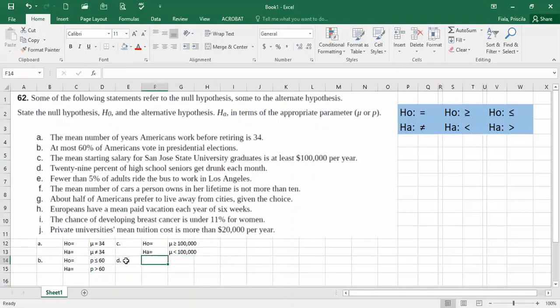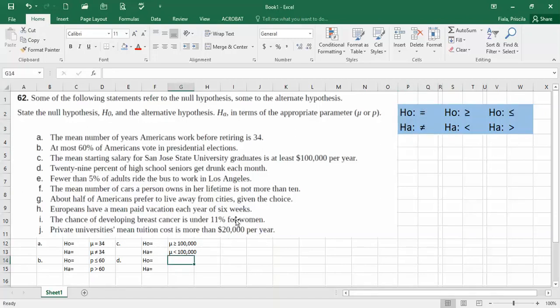Let's try D. And I wish this was an exercise in class that you could follow along with me instead of just me telling you everything. So right here is 29%. So right here we're talking about a proportion of high school seniors who get drunk each month. Well, it's telling you the exact amount, 29%. So we know we're dealing with proportion, but which one out of all these three? We have the equal sign over here. So if your null is equals, your alternative is different.